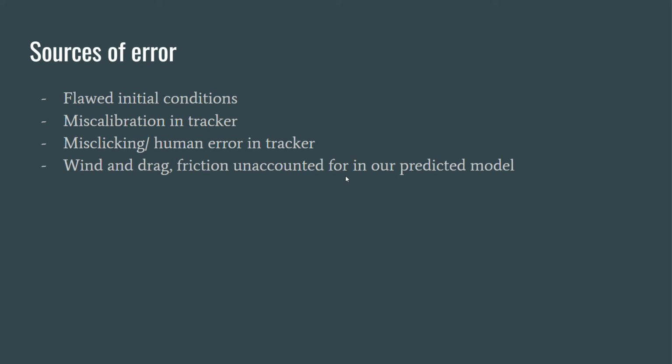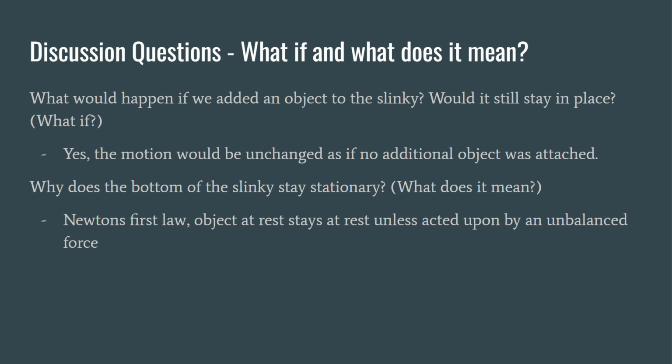So this has to do with certain flawed initial conditions that I might have set up in tracker. It might not have been calibrated correctly. I might not have taken into account every possible thing that could have impacted the slinky, because the video isn't mine. I have no way of knowing what the exact conditions were on that day, so it could have been something like wind or extra drag that I didn't account for in our predicted model. And generally, of course, there's a human error element to tracker as well, because you're manually clicking on every frame.